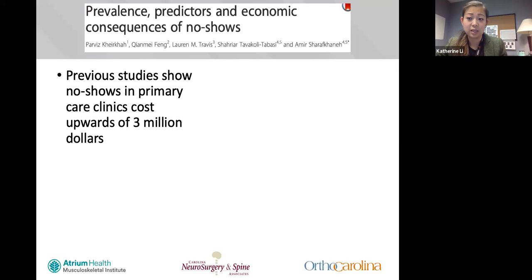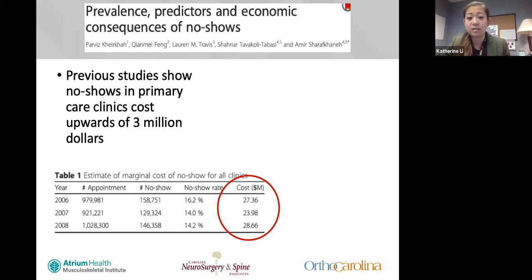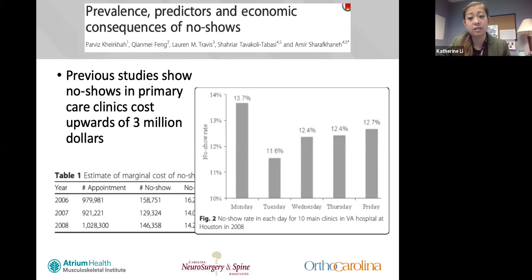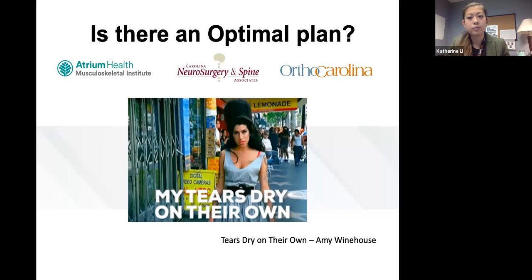In the training hospital setting, there's a reported 25% no-show rate and a 31% late arrival rate to appointments. So obviously this is the VA system, so a little bit different than our patient population, but collectively they cost in 2008 approximately $28.6 million for the VA system. Interestingly, they also found that the highest no-show rate was on Mondays and the lowest no-show rate was on Tuesdays. So ultimately what this means is good news for Dr. Karenacher's clinic and only Dr. Karenacher's clinic. With all of this information, is there an optimum plan?